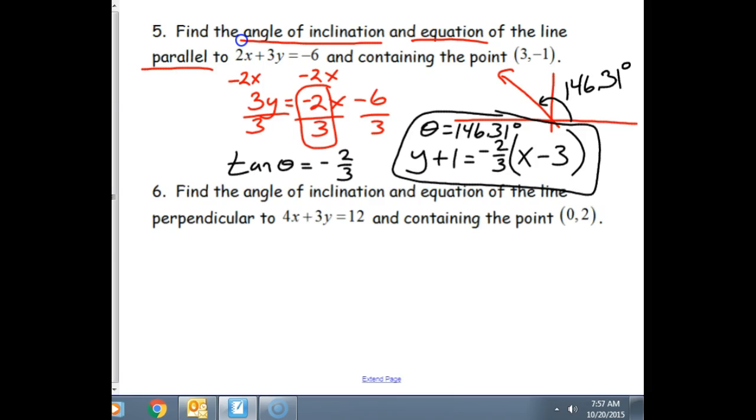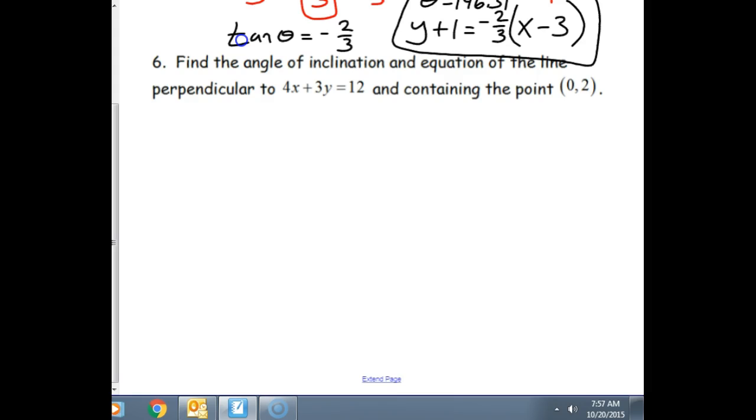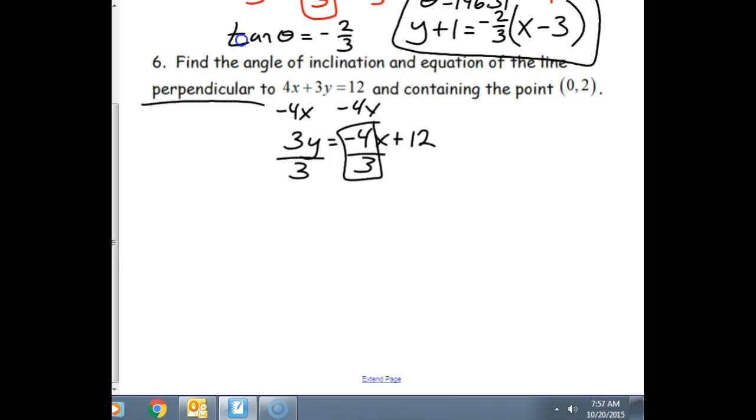Okay, number 6. This is probably the harder of the two, and it's because instead of using parallel lines, I'm going to use perpendicular. Remember, perpendicular is a reciprocal of your slope and a change of signs. Okay? Well, the first thing you want to do is actually find the slope of this line. So move the 4x over again. 3y equals -4x plus 12. Okay, divide by 3, divide by 3. Here's your slope of the line. That's m.